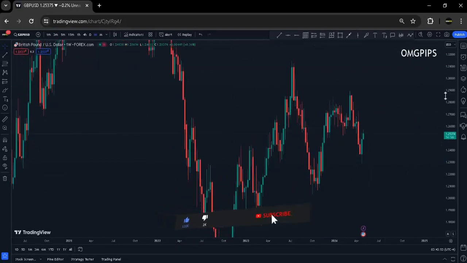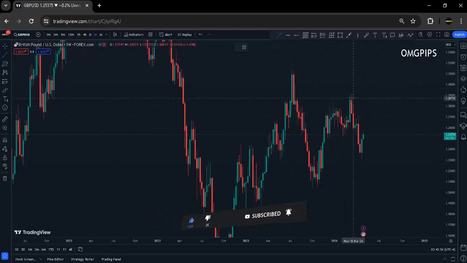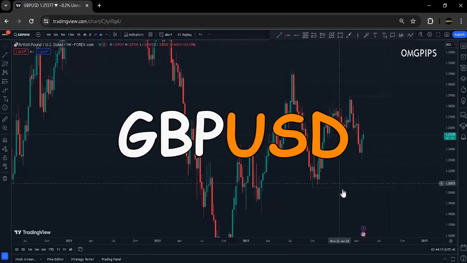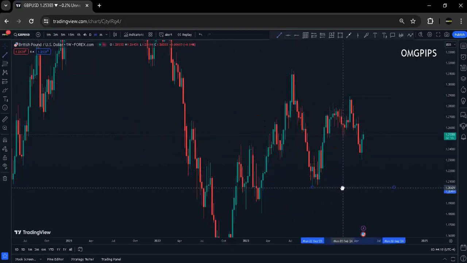Our analysis, as always, starts from the high time frame, and the highest time frame at this time is the weekly. You don't have to go to the monthly and all that. Right now this is the current range we're trading in. We're looking at GBP USD, in case you didn't notice.